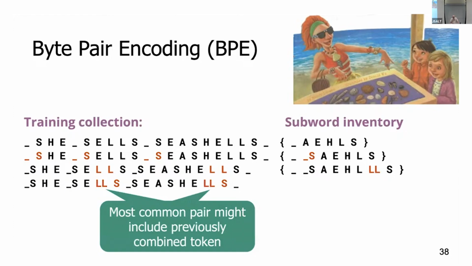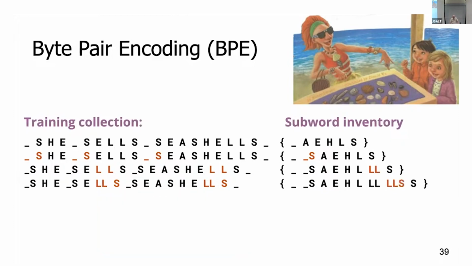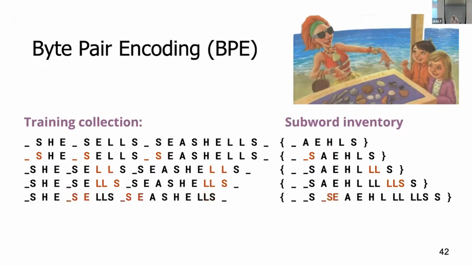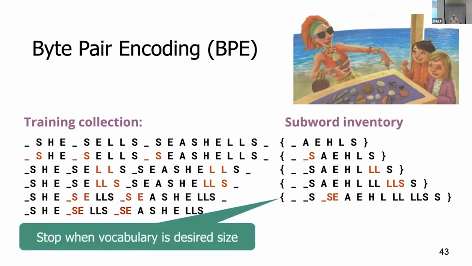Okay. So the most common pair might include previously made tokens. So here, LL followed by S is the most common. So we make a new token LLS and replace all the LLSs with that token. Like so. So this is how it works. You keep doing this until you get a desired vocabulary size. So in this approach, you get to choose how many token types you have.